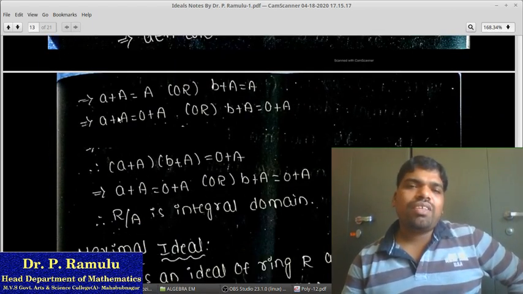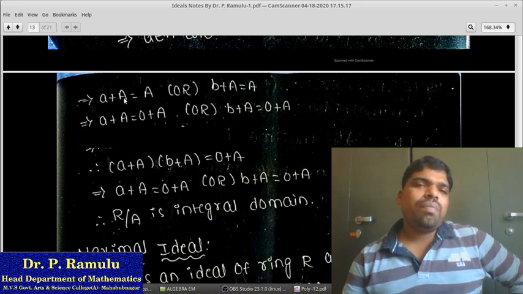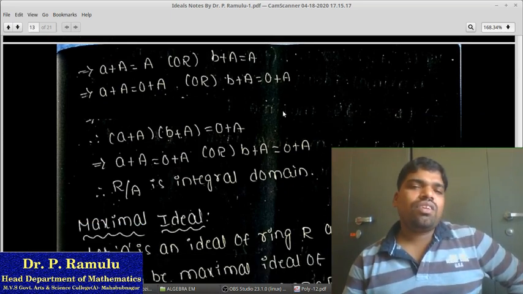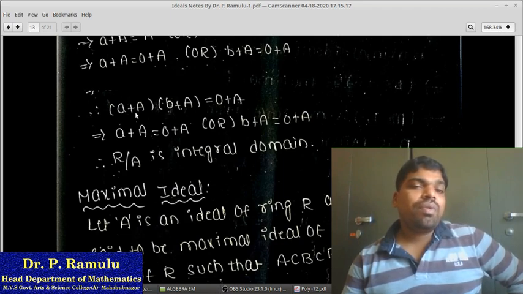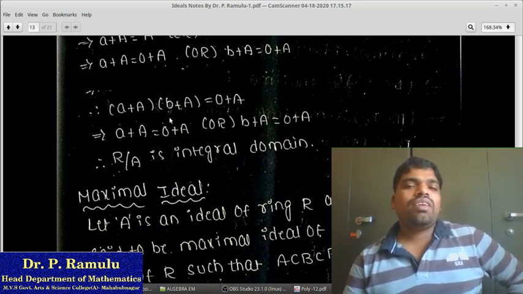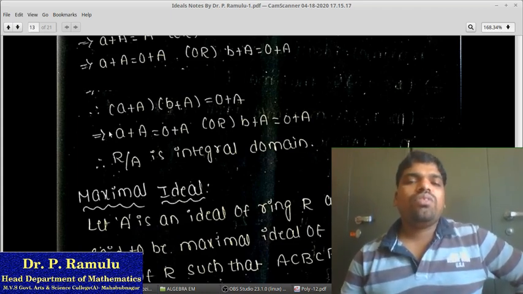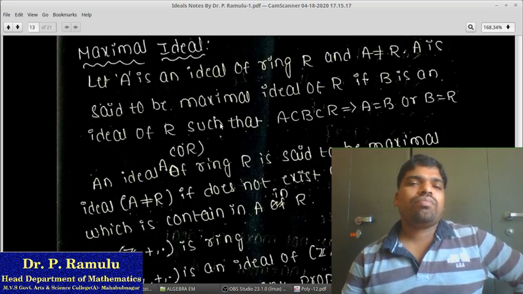a belongs to A implies a plus A equal to A, or b plus A equal to A, by properties of cosets. So, a plus A equal to 0 plus A or b plus A equal to 0 plus A. Therefore, (a plus A)(b plus A) equal to 0 plus A implies a plus A equal to 0 plus A or b plus A equal to 0 plus A. Therefore, R by A is an integral domain. Hence, proved theorem. This is very important from the examination point of view.